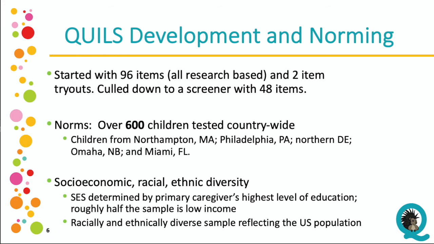Each of the screeners were developed in a laborious process and were based in the latest research on language development. The original QUILS screener started with 96 items, and over 2-item tryouts this was culled down to a screener with 48 items. Norms were tested on over 600 children from across the United States. The sample was diverse in terms of socioeconomic status, as measured by primary caregivers' highest level of education, and was also racially and ethnically diverse in a way that reflected the U.S. population.